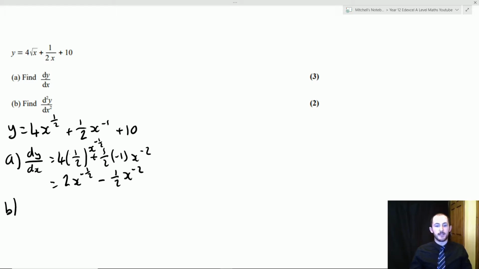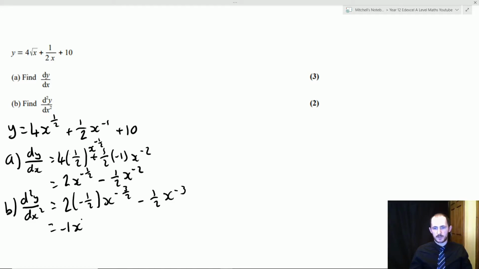And then for part B, we're just taking the second order differential, so doing the exact same thing again. So that's 2 minus a half x to the minus 3 over 2, minus a half x to the minus 3. So that becomes minus 1 x to the minus 3 over 2. Hang on a minute, I didn't actually bring the power forward. That'd be times minus 2, so it'd be plus x to the minus 3. And that will be it.